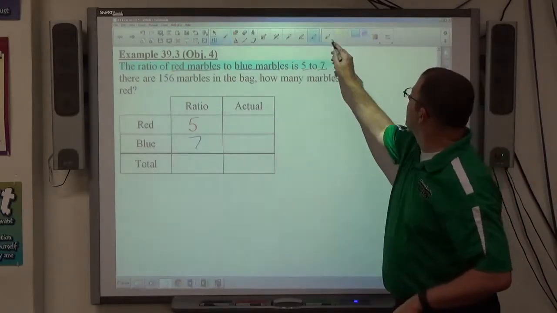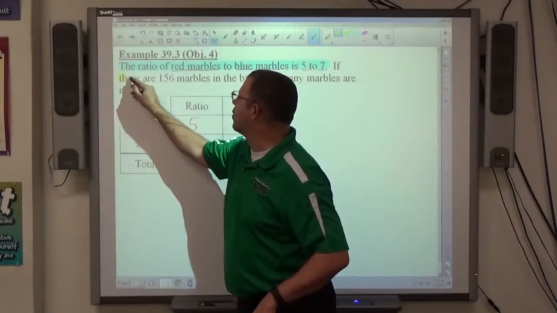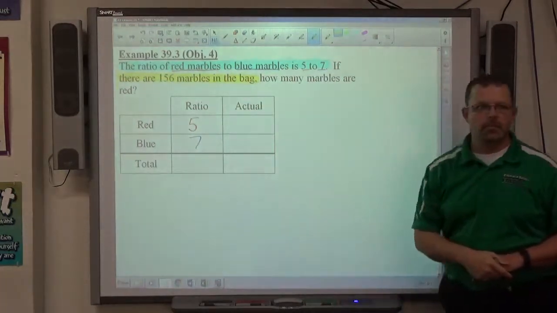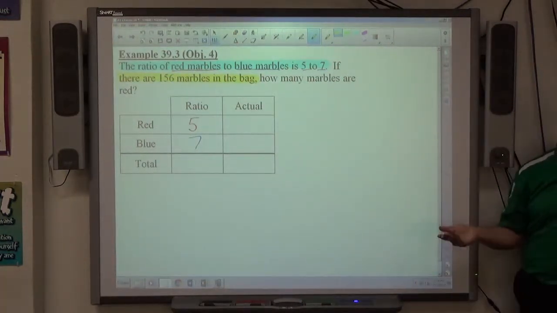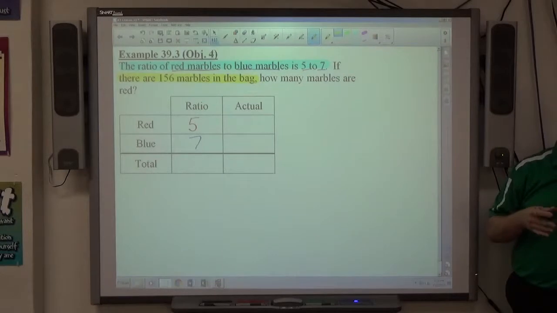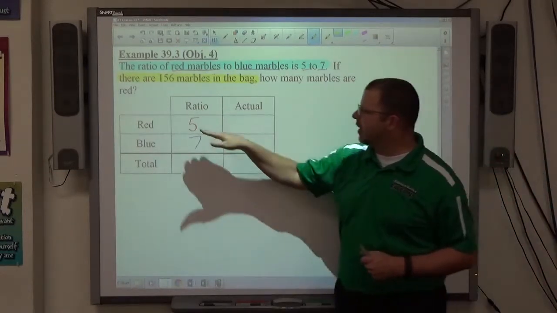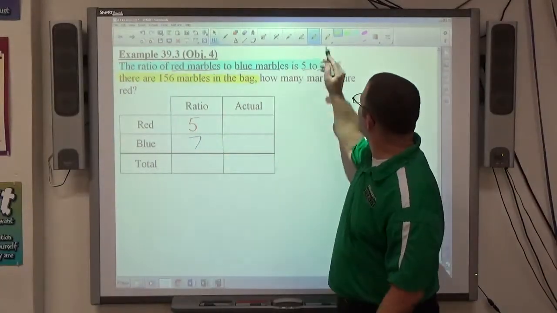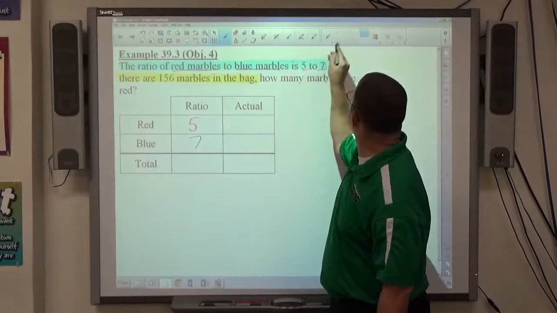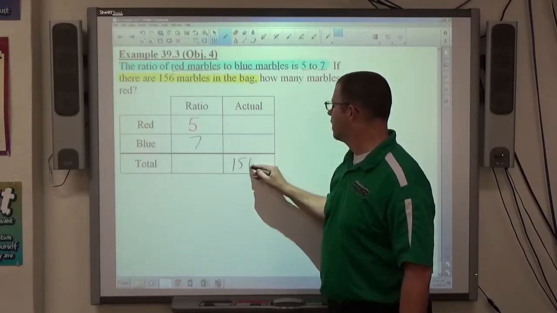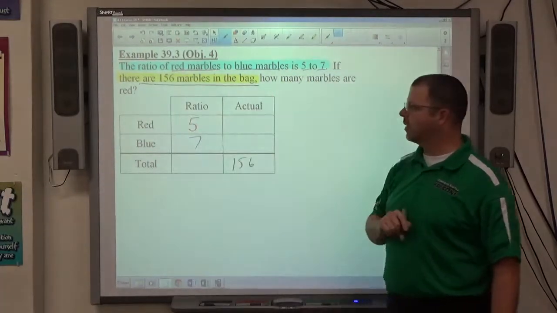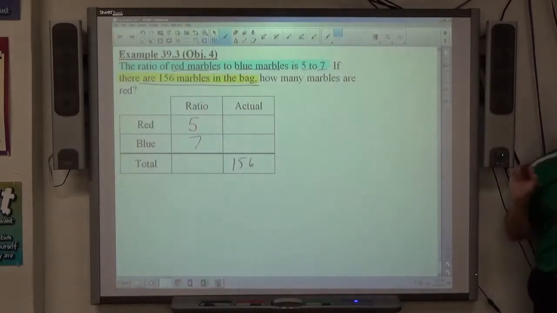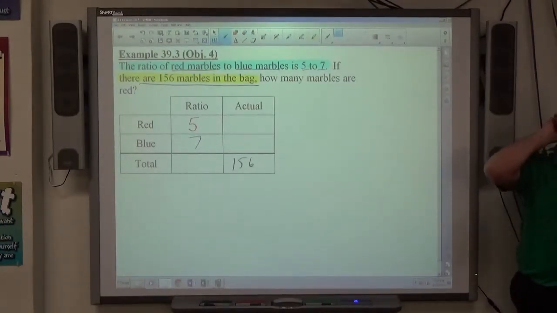Then it goes on to say this. There are 156 marbles in the bag. Okay? It doesn't say there's 156 red marbles. It doesn't say there's 156 blue marbles. It says 156 marbles. So they've given us specific characteristics for some of the marbles and the rest of the marbles. But the total number of marbles is 156. So 156 is the total. It's not how many red or blue, but it's how many marbles there are.